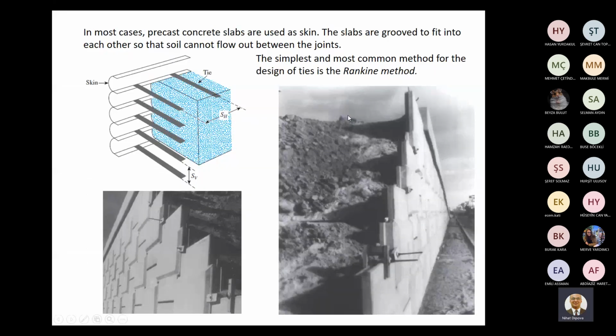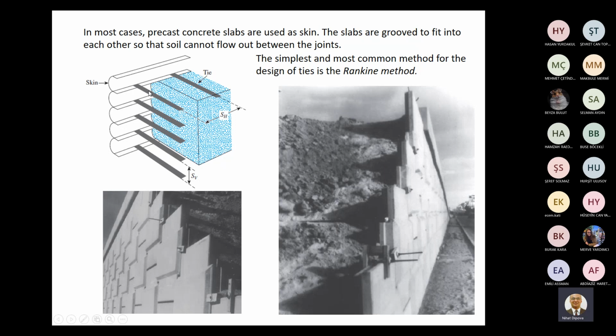You see here real pictures and a schematic three-dimensional sketch. In most cases, precast concrete slabs are used as face elements. The slabs are grooved to fit into each other so that soil cannot flow out between the joints. The simplest and most common method for the design of ties is the Rankine method. Because we are familiar with the Rankine method, it will be easy to calculate.